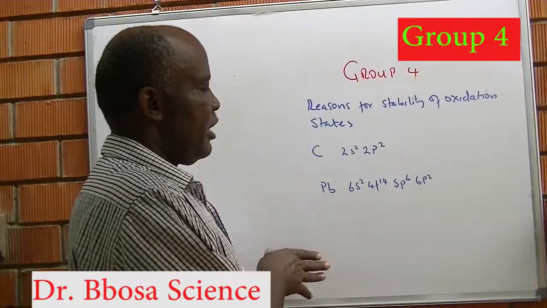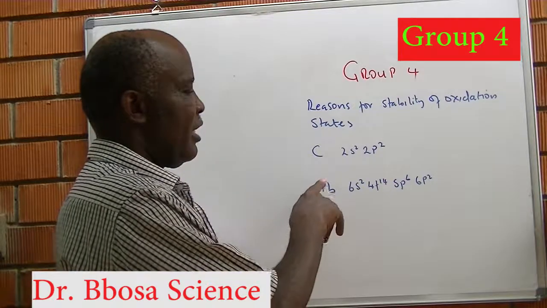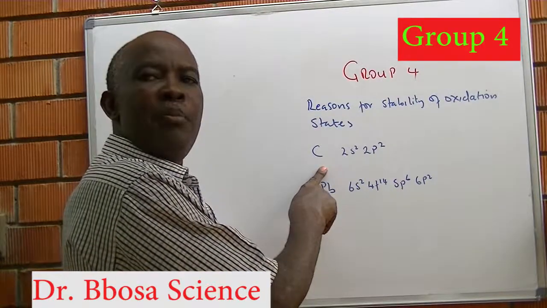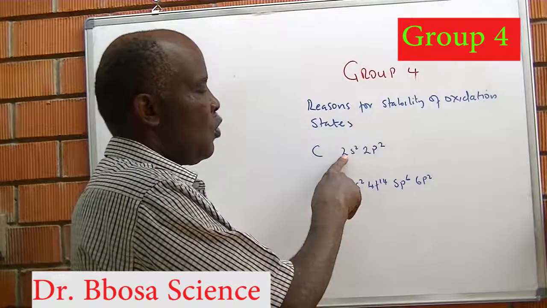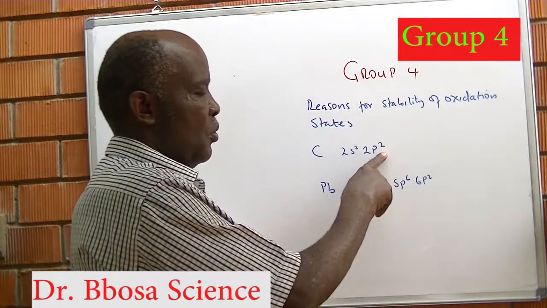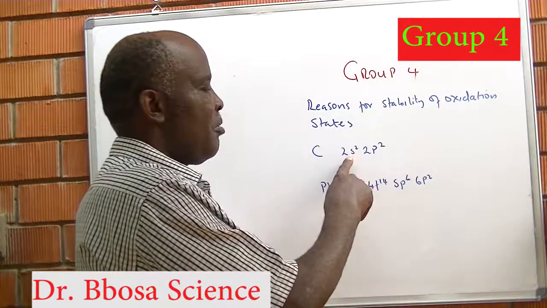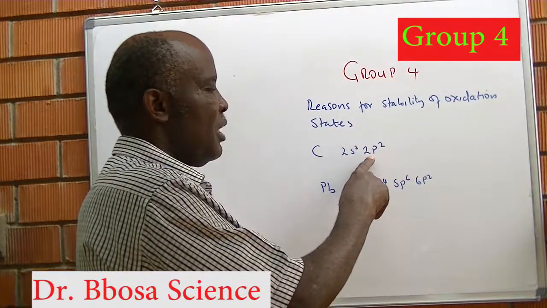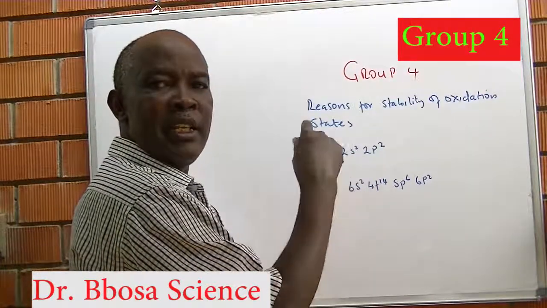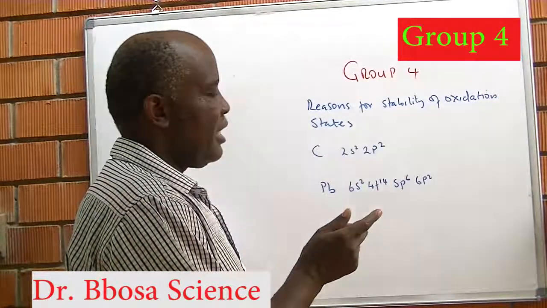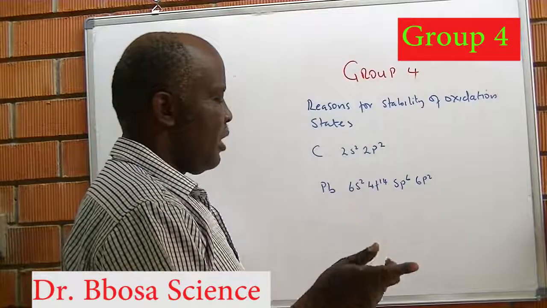A case in point, the outermost electronic configuration of carbon is 2s2 2p2. The energy difference between 2s and 2p is very narrow, so the two electrons can easily participate in chemical bonding.